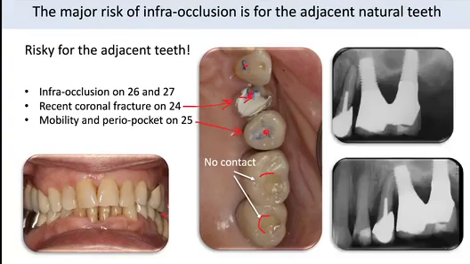Look at the radio. Implant, okay? Look at here. If you unload the implant, you load the adjacent teeth. The role of the molar is to protect your teeth, which are weaker. It is the main reason to participate in the ICP. The major risk is for the adjacent teeth, adjacent natural teeth.